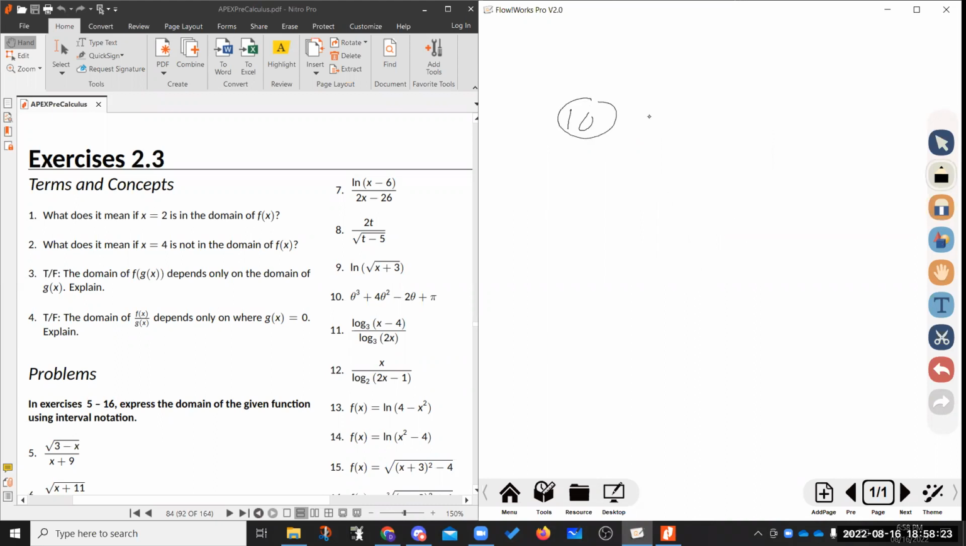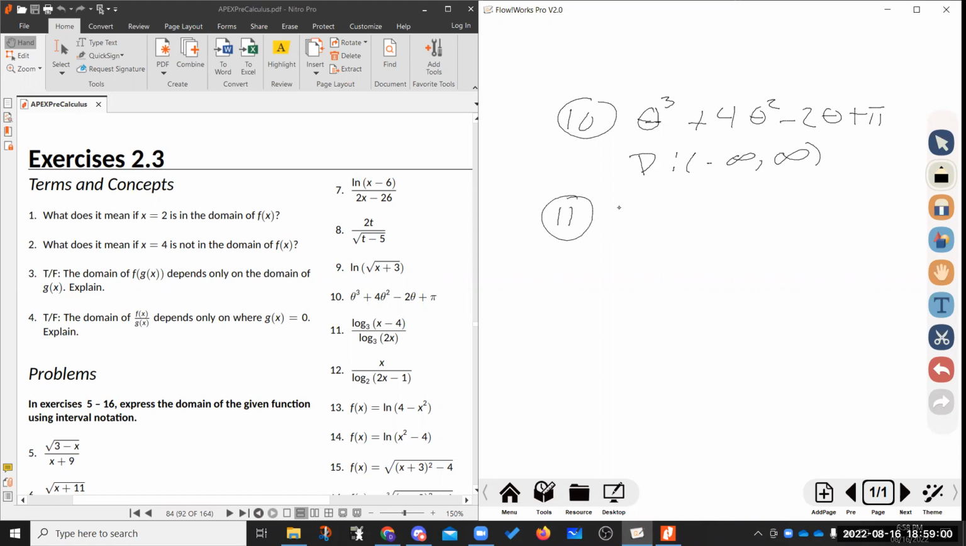Number 10 says theta cubed plus 4 theta squared minus 2 theta plus pi. This is just a polynomial. There's no division by my variable. There's no variables inside of square root signs. There's no variables inside of logs. My domain here is unrestricted. I can stick any number in that I want and calculate, get a real number answer. So we're going to get -infinity to infinity.